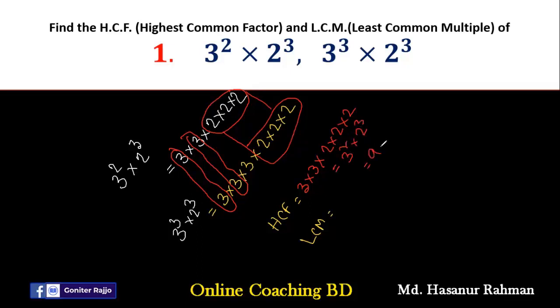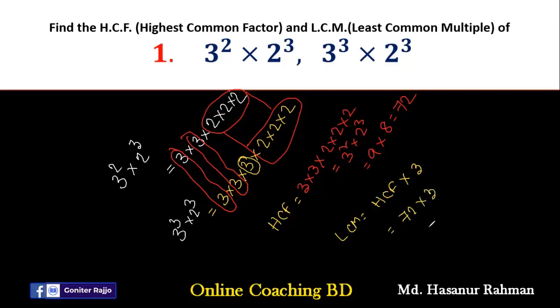3 square represents 9, 2 cube represents 8. That means 72 will be the final answer. Now we want to find out our LCM. LCM is actually HCF multiplied by the rest of the number. So HCF multiplied by the rest of the number, there is only a 3 there. So HCF multiplied by 3. So we can write 72 multiplied by 3. Then 216 will be the final answer.